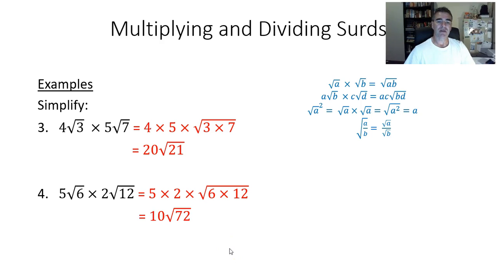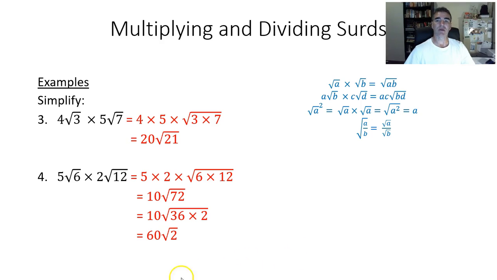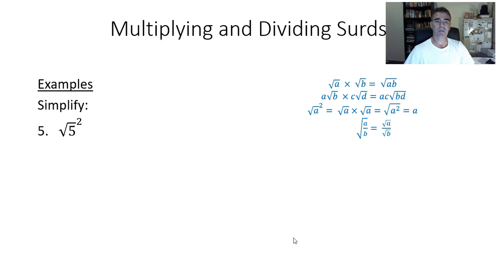So another one, we're going to multiply our 5 times 2 and our 6 times 12. Then we're going to get 10 times the square root of 72. But this time we have a square factor of 36. So that's the same as 36 times 2. The square root of 36, well, that's 6. And I'm going to multiply that by the 10. So we're going to get 60 times the square root of 2. So hopefully I haven't gone too fast for you, but you can pause it and rewind it at any stage if you need to get back over something.